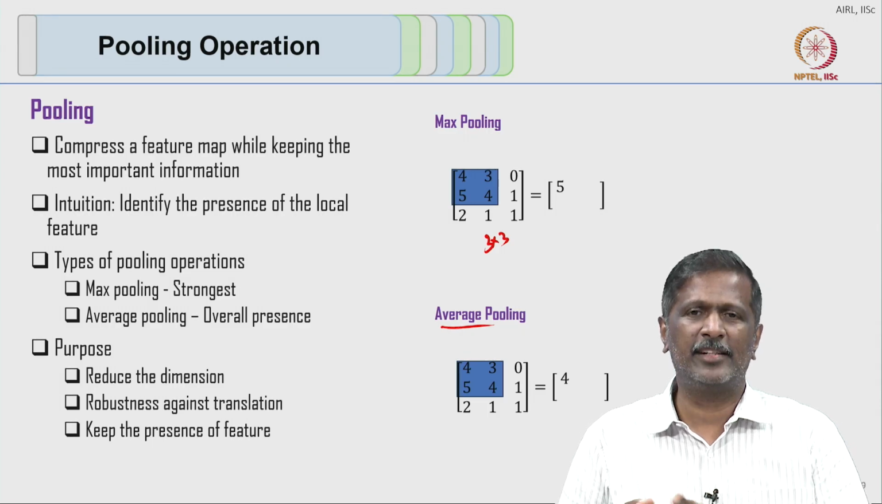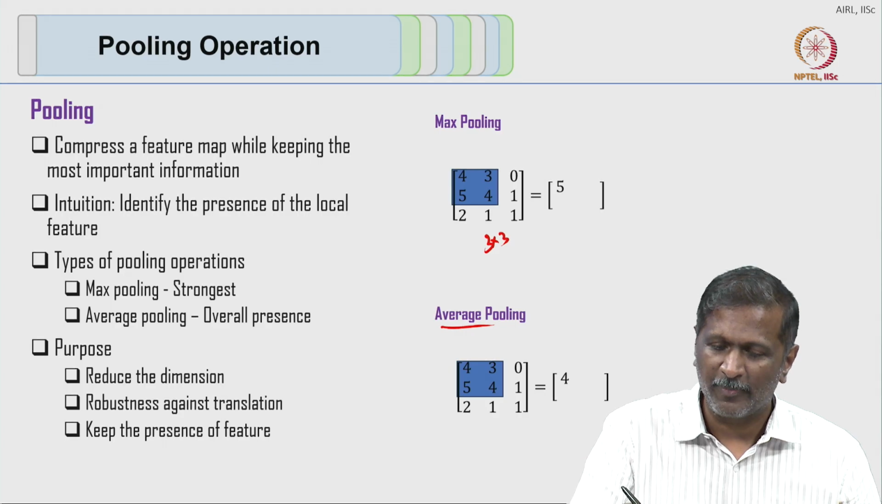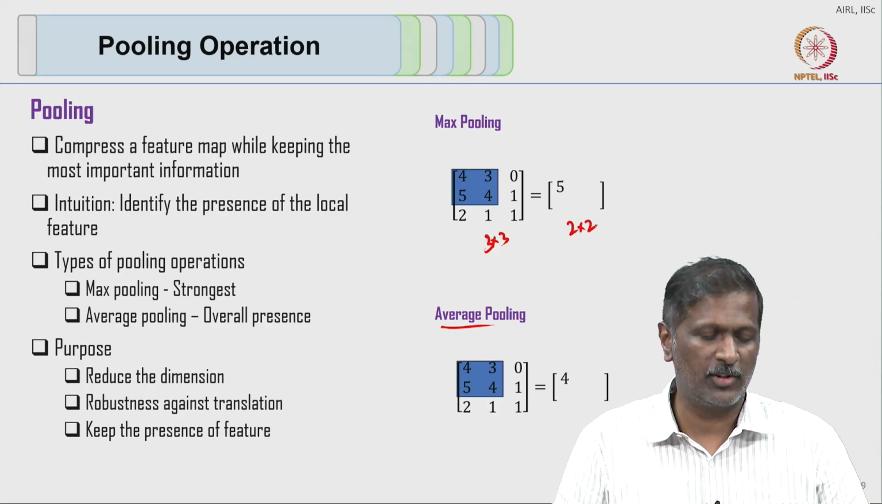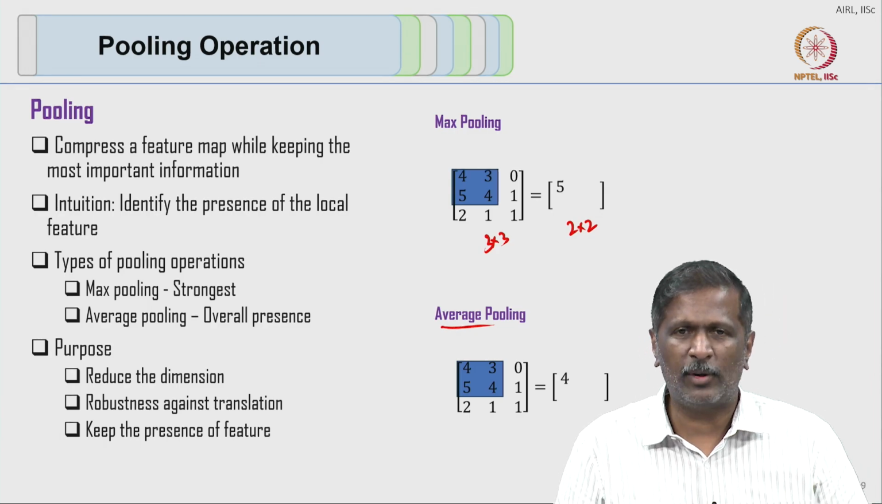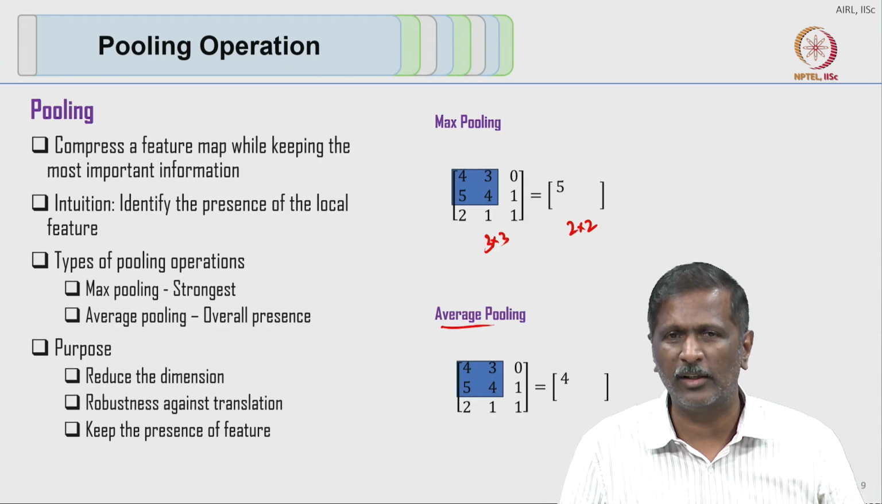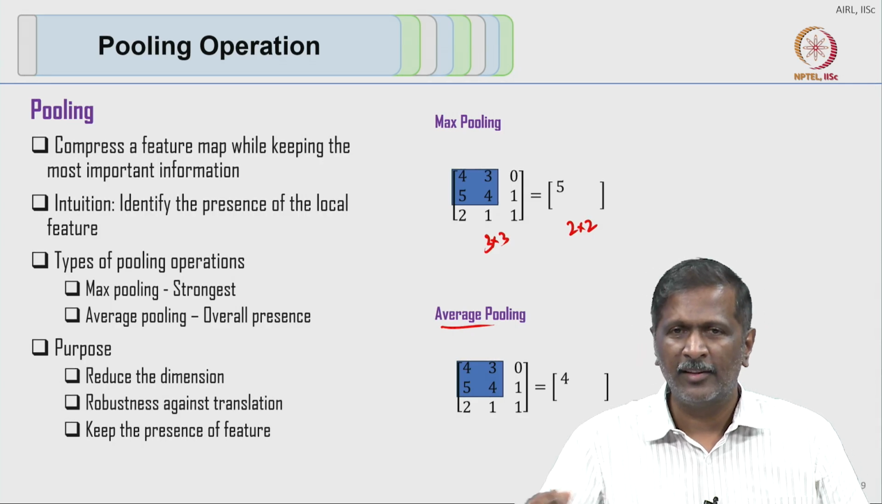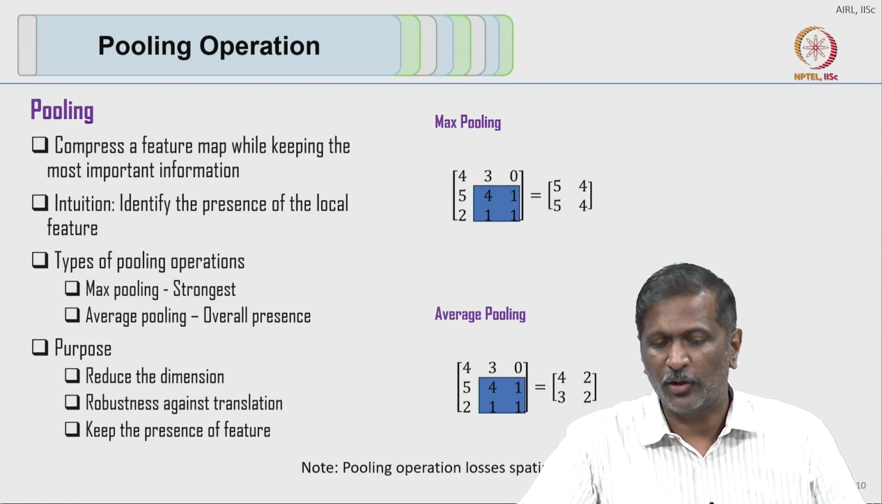Pooling reduces the dimension, right. Here from 3 cross 3, you will get a 2 cross 2. You can reduce the dimension. It is robust against translation, whatever the change is happening. It keeps the presence of the local feature, retaining the local information or the overall presence information, right. So these are the two operators that we are talking of. I can process the whole thing and get the local features.